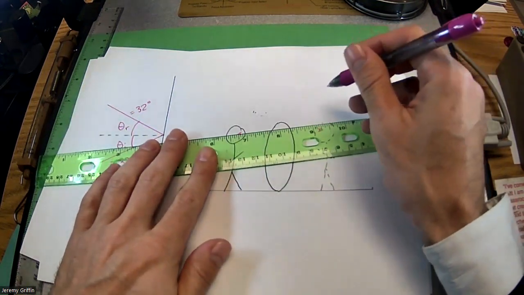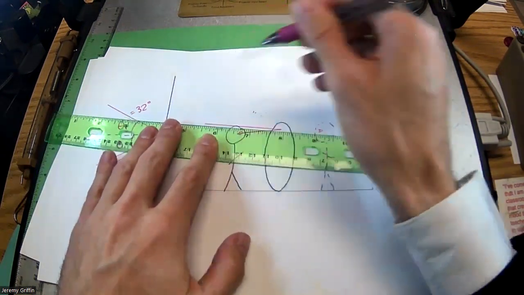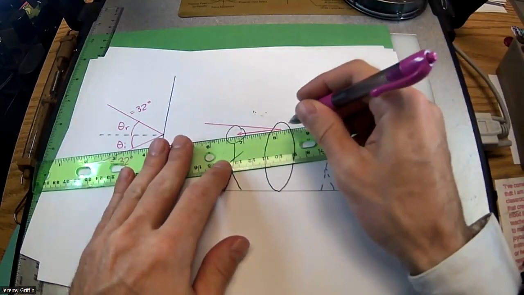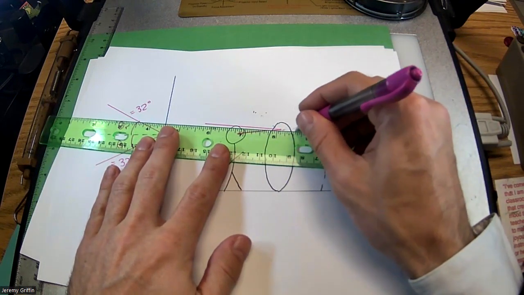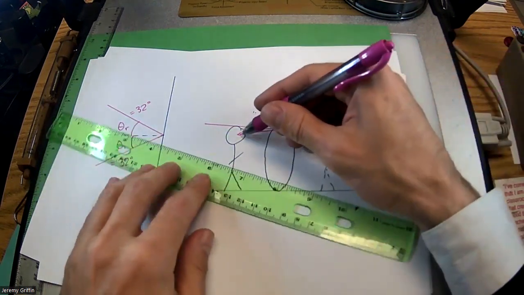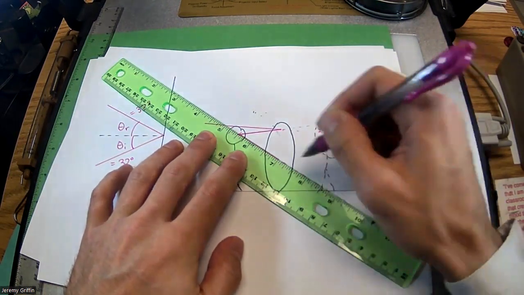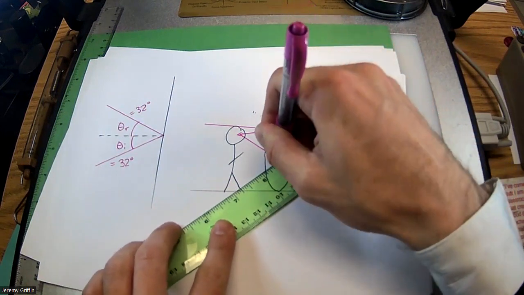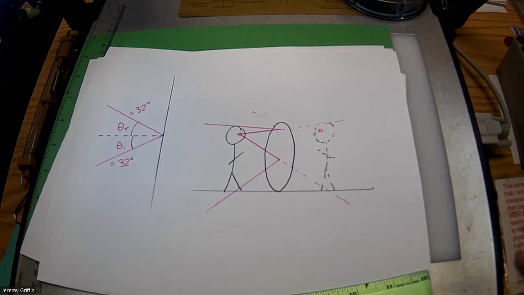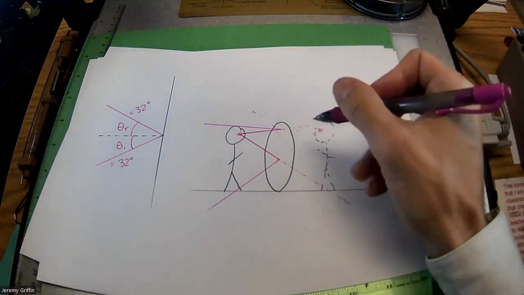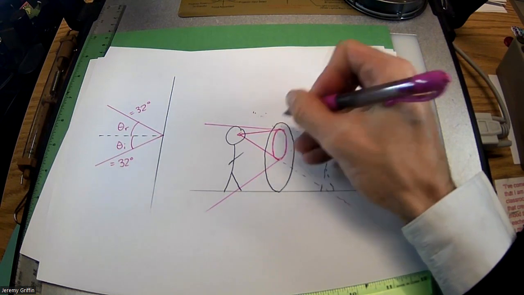From his eye, he can see the top of his head, and that came from a light ray that came this way, which is almost horizontal. Not exactly horizontal, but pretty close to the top of his head. And then he looks down and he sees his feet. If he's looking at the top of his head and the bottom of his feet, doesn't he see his entire reflection just in this bit of the mirror right here? You guys remember that?